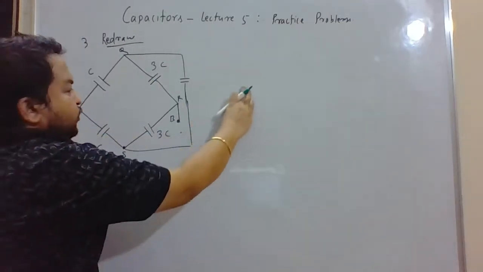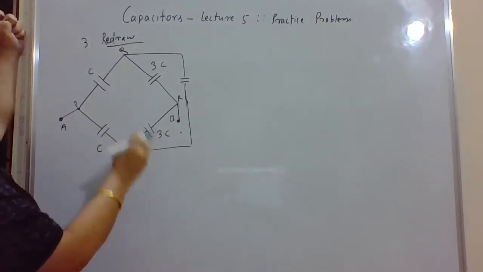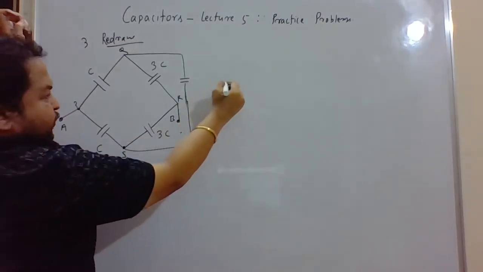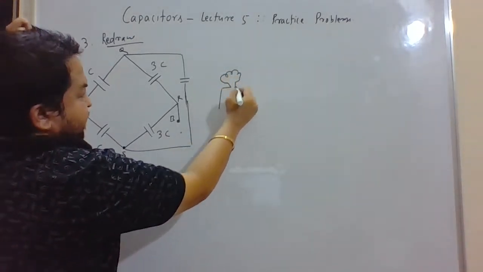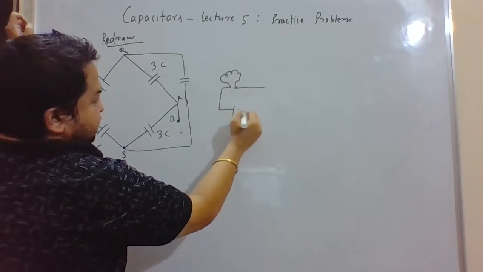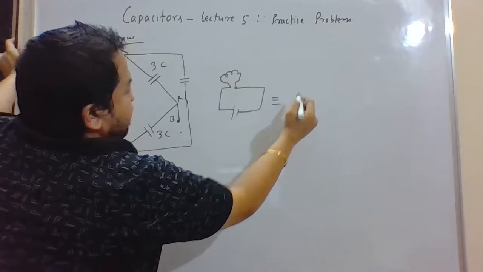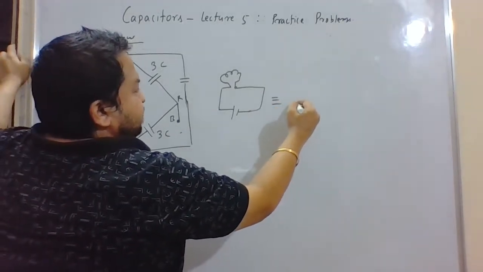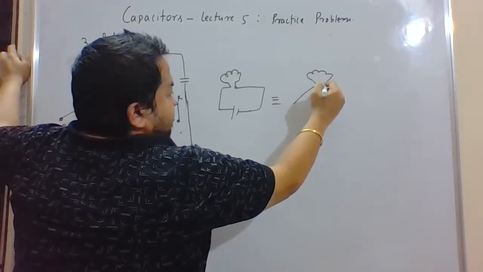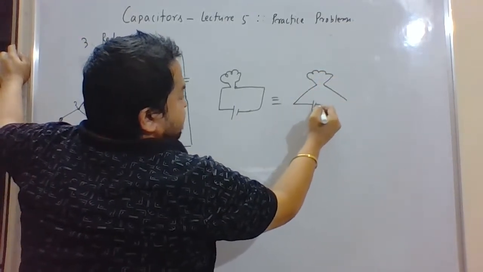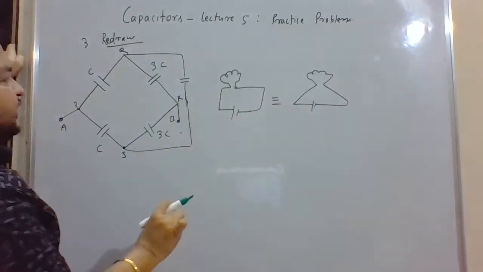Now what would I do? I will just do a little bit of redrawing. We know in an electrical circuit, suppose this is my electric bulb and this is my cell. If I change this circuit and show it like a triangle, here is your electric bulb, and I put the cell here. Obviously these two are the same. I've just changed the geometry and nothing else.